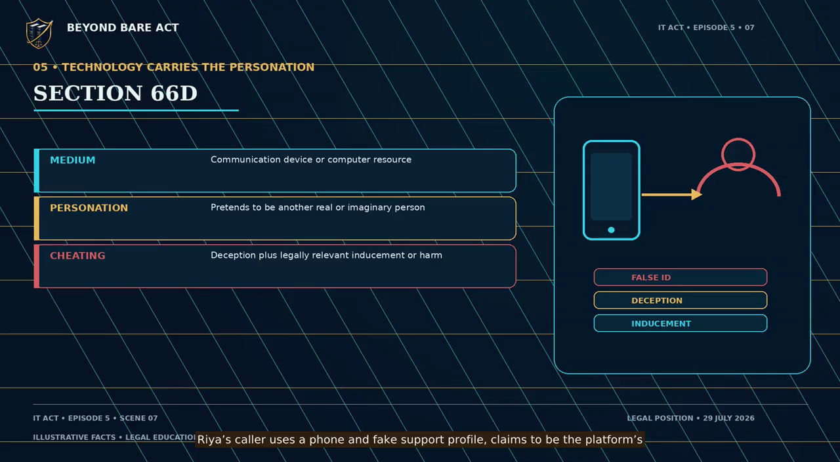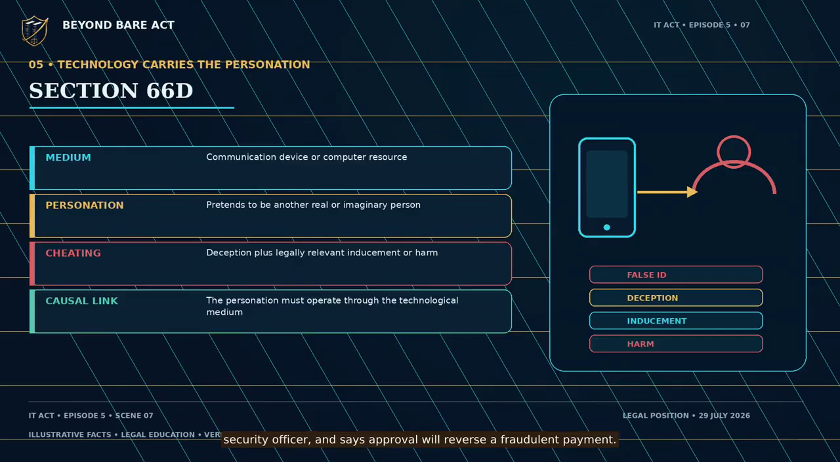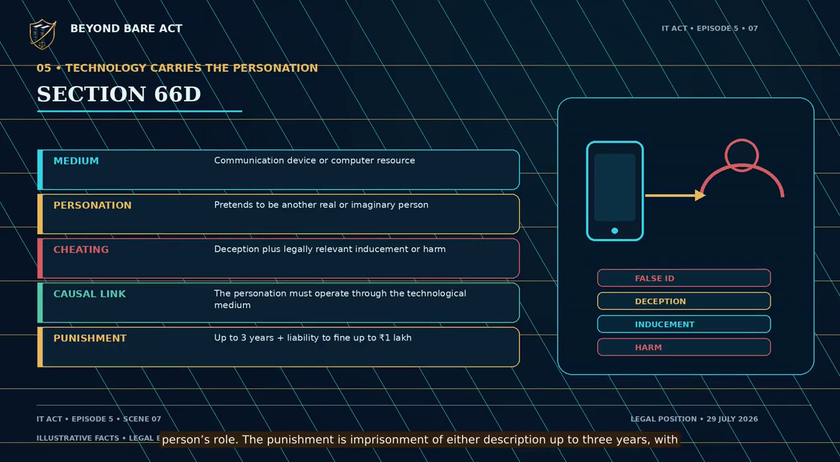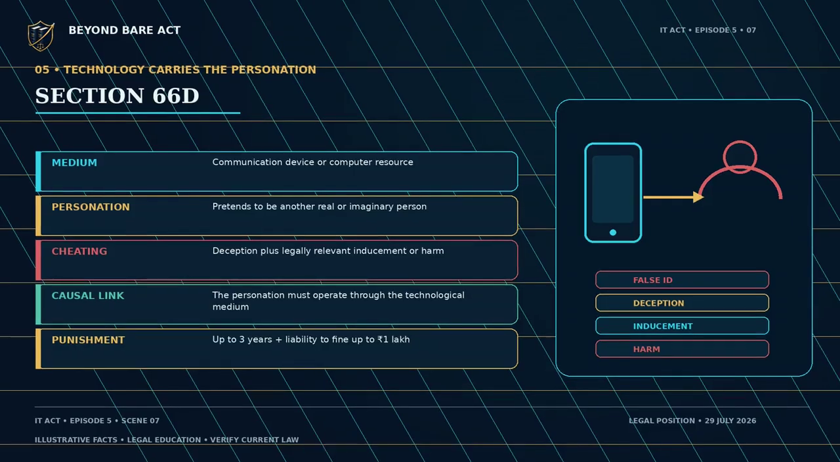Riya's caller uses a phone and fake support profile, claims to be the platform's security officer, and says approval will reverse a fraudulent payment. In truth, it sends money away. The phone alone does not create Section 66D. Examine the false identity, deception, inducement, resulting or likely harm, technological medium, and accused person's role. The punishment is imprisonment of either description up to 3 years, with liability to a fine up to 1 lakh rupees.